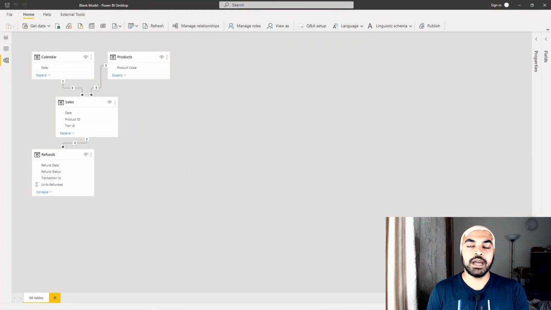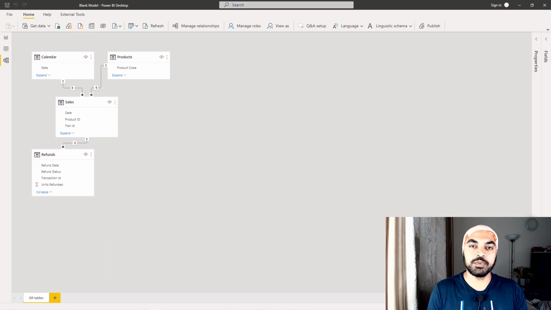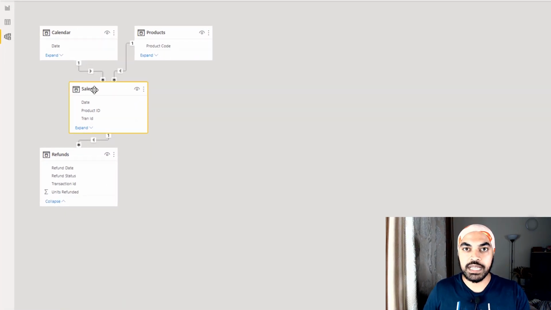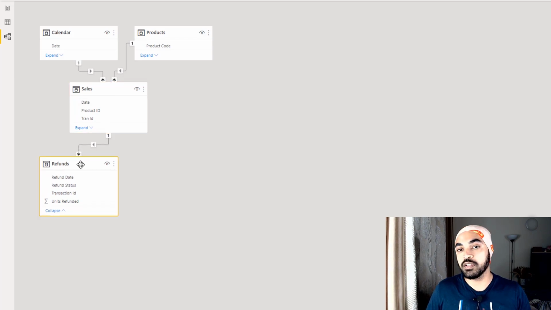All right, I'm in Power BI, and that's where I have built a very simple data model. Let me explain the data and the model first before I talk about what you exactly have to solve. If you take a look at the sales table, it's pretty standard transactional level sales data, which is connected to my calendar table and my products table, two standard lookup tables. Nothing that sophisticated. Now, the sales table is something I'd like to talk about in particular, which is actually linked to my refunds table on the many side.